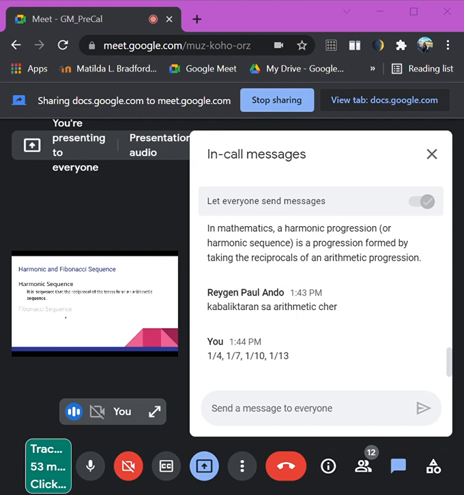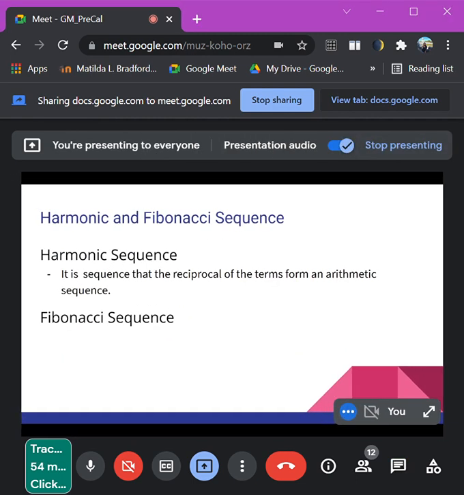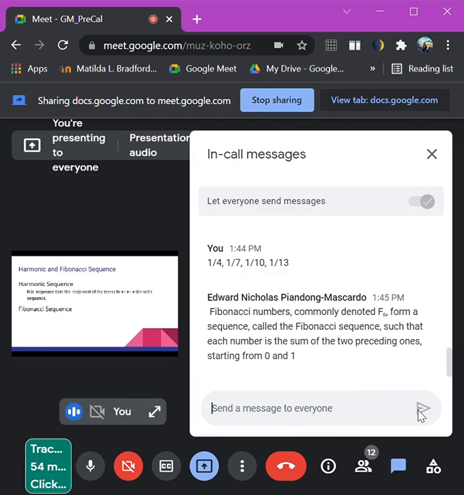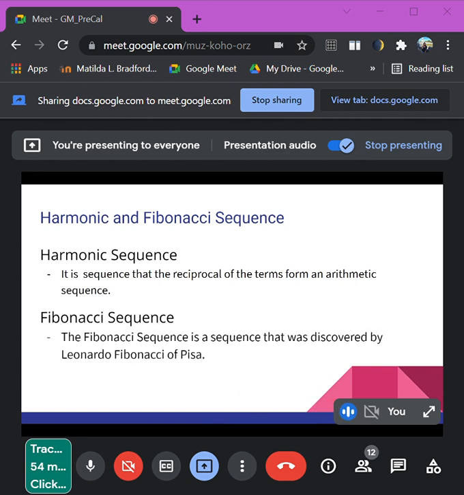Okay. And now, let's have the Fibonacci sequence. Who has an idea about Fibonacci sequence? Okay, we have here commonly denoted as form a sequence called Fibonacci such that each number is the sum of the two preceding ones starting from 0 and 1. Okay, very good. So, we have here, it is a sequence that starts with sometimes sa ubang sources mag-start siya og 0, 1. Naiuban is 1, 1.